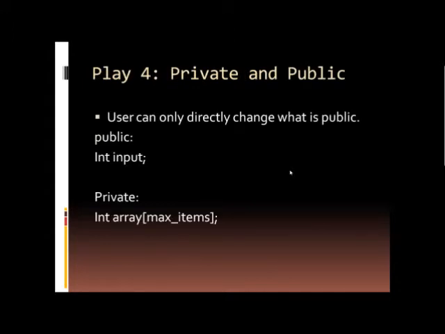So for our example, we're going to use private and public. The user can only directly change what is public, and we let the user input a value. In the private section we have the array of items. Say we have a program to add a number of grades, a list of grades. The user inputs the grade he wants to add, say 54. He doesn't change the array, but he wants that value inside the array.